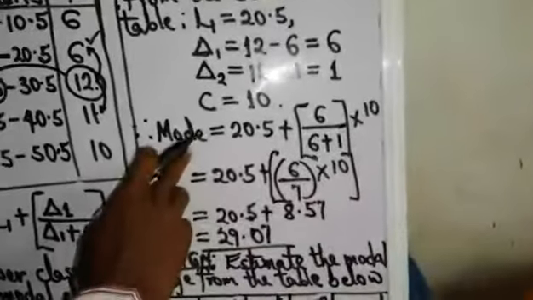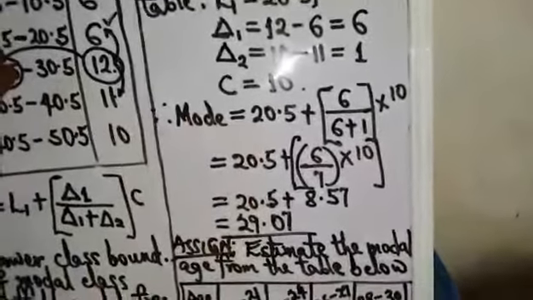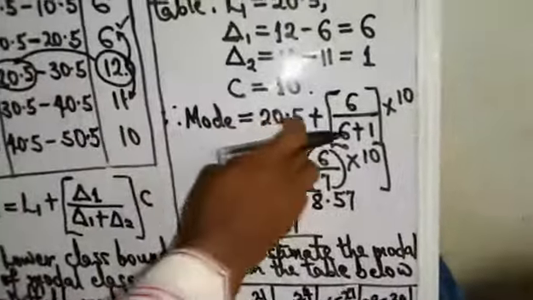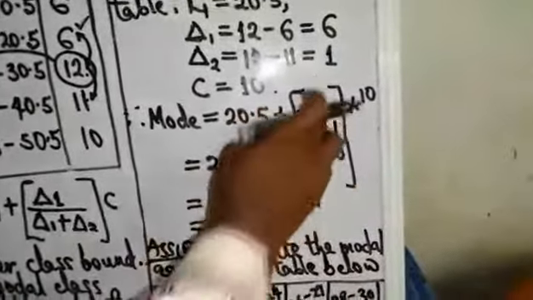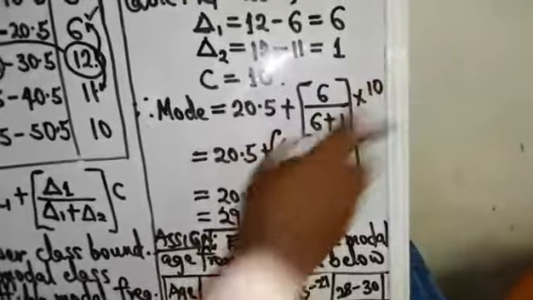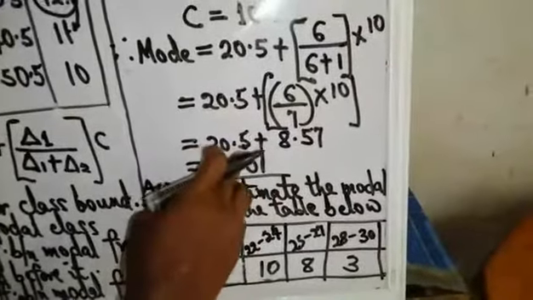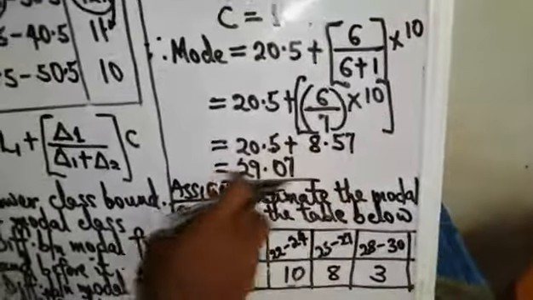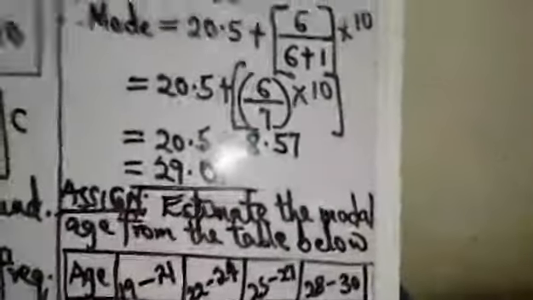We have obtained this. Coming down to the calculation, the mode equals, which is this value as I told you earlier, this one is our L1. L1 plus 6, that is 20.5 plus bracket open 6 over 6 plus 1 bracket close, times 10. By your calculator, you will obtain 20.5 plus 8.57. The final answer is 29.07, and that's our final value for the modal profit of this kind of question given.